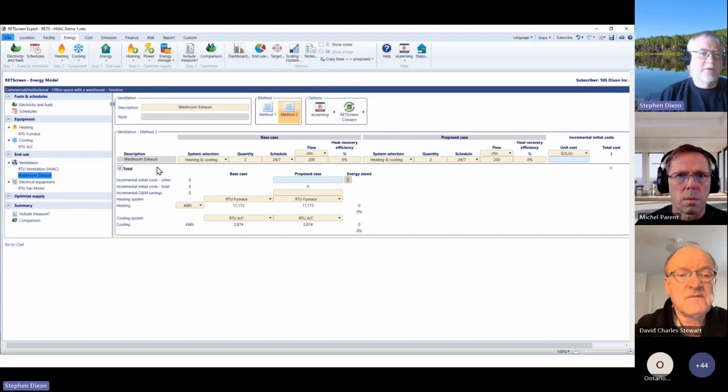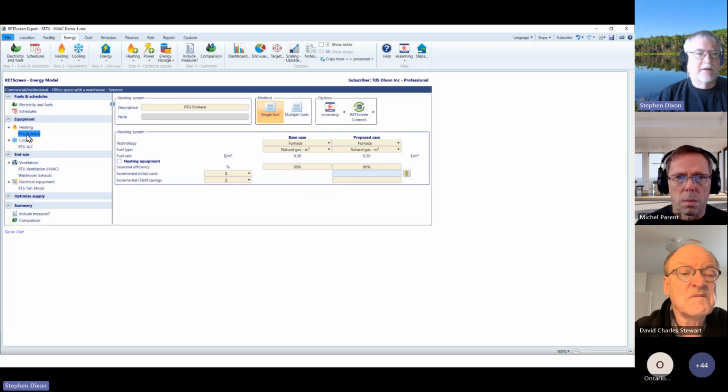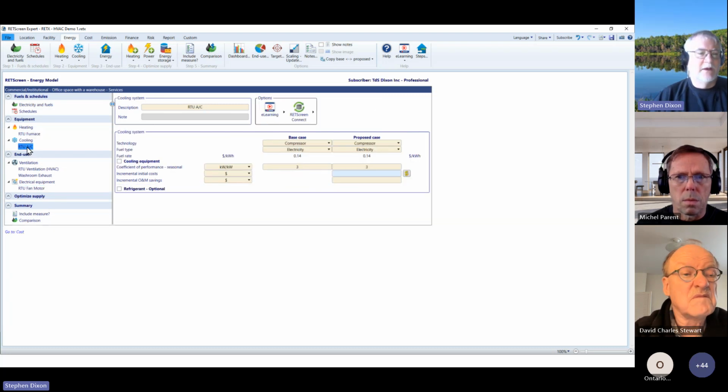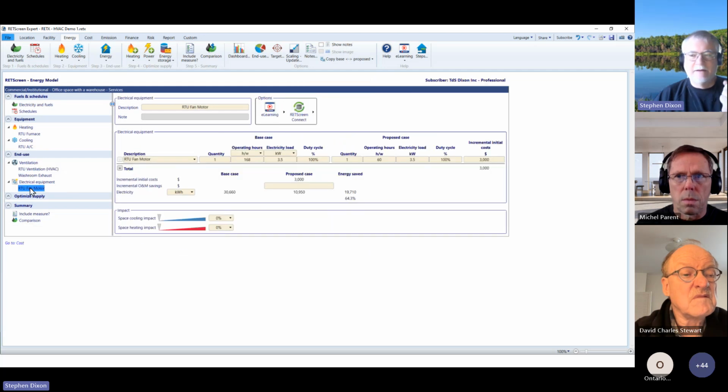All right, so how do we move the air? Now we need a motor. In this case, the motor had a measured power of 3.5 kilowatts. It operates for a certain number of hours in the base and in the proposed case. So here we have the motor. Those are the elements that we need in most HVAC systems. We need a piece of heating equipment, a piece of cooling equipment, at the very least a piece of ventilation equipment, and then a motor to move the air that's moving through that HVAC system.